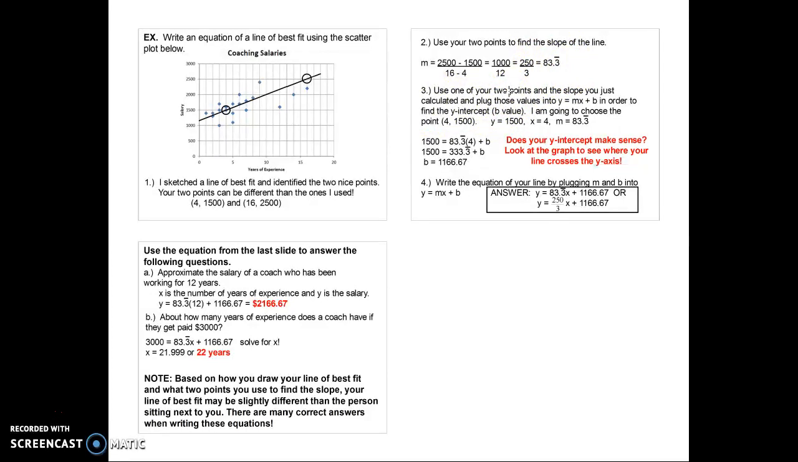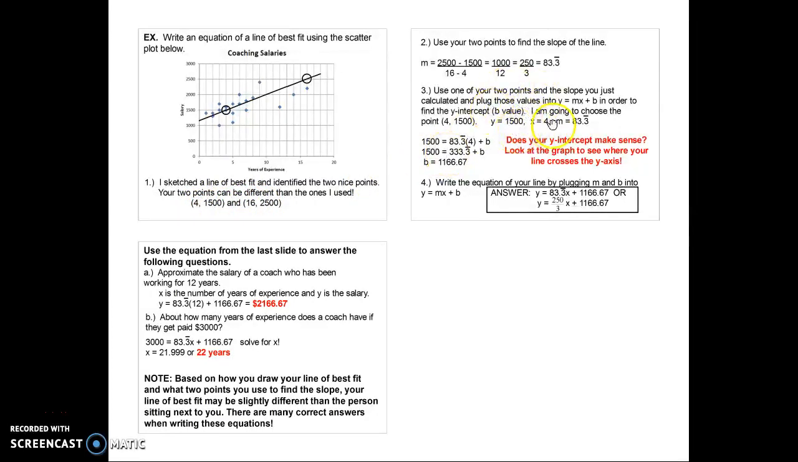Because remember, I need 2 things to write the equation of a line. I need the slope and I need the y-intercept. So I just found my slope. Now I have to plug that back into my y equals mx plus b, with one of my 2 points. So one of these 2 nice points, and it does not matter which one you use, you have to plug in the x and the y value for them.